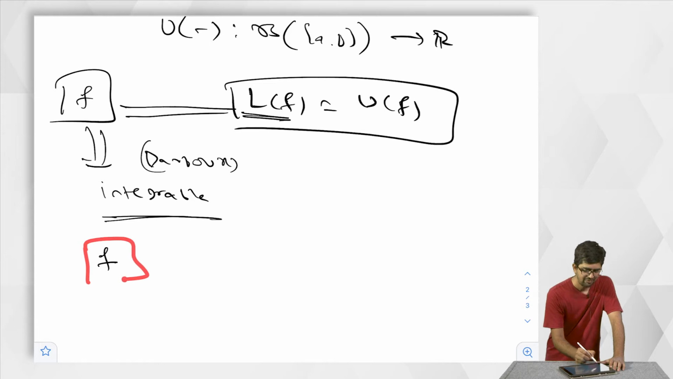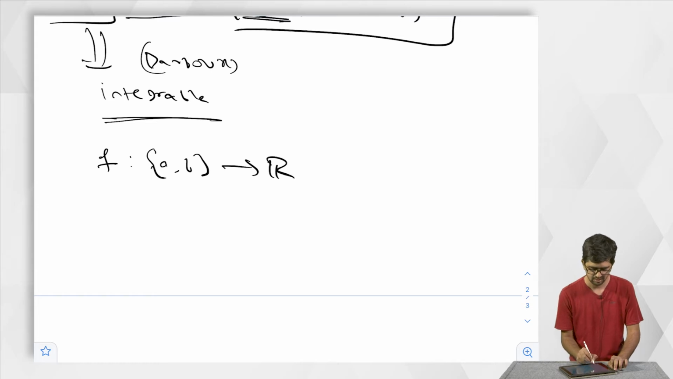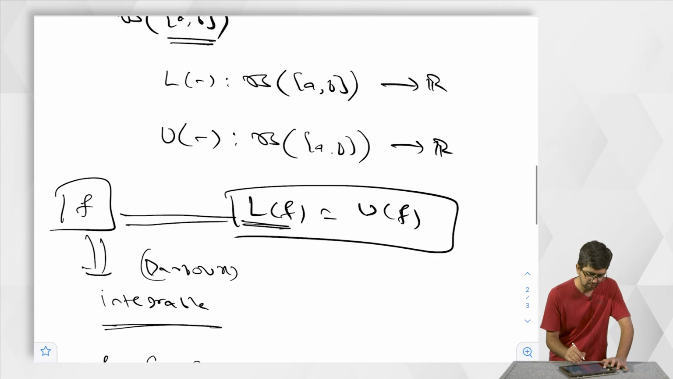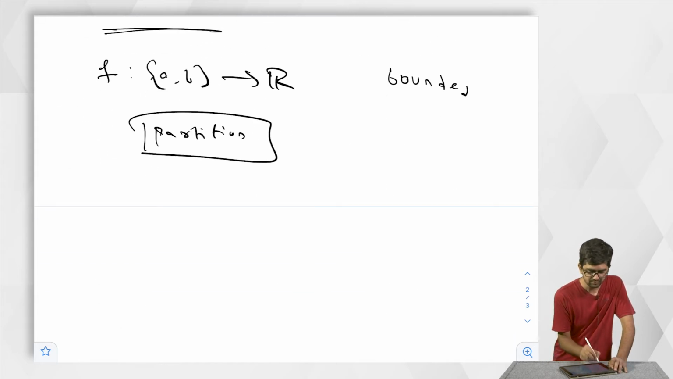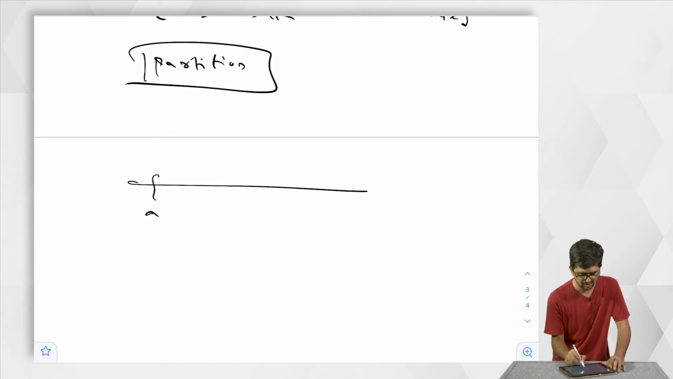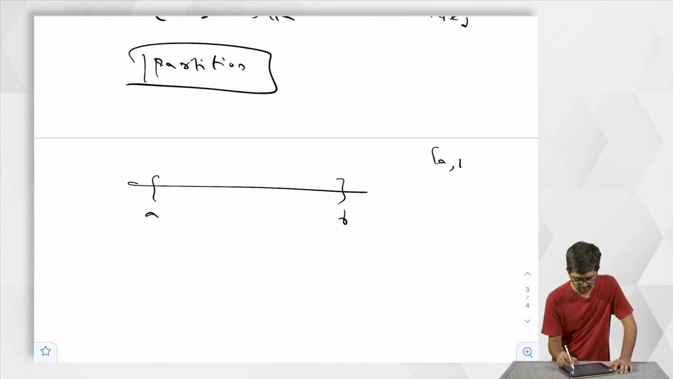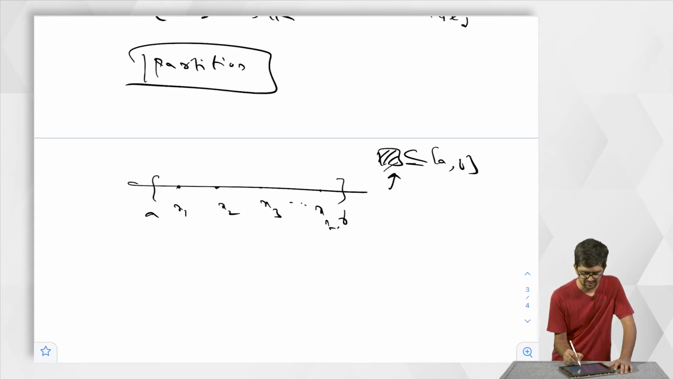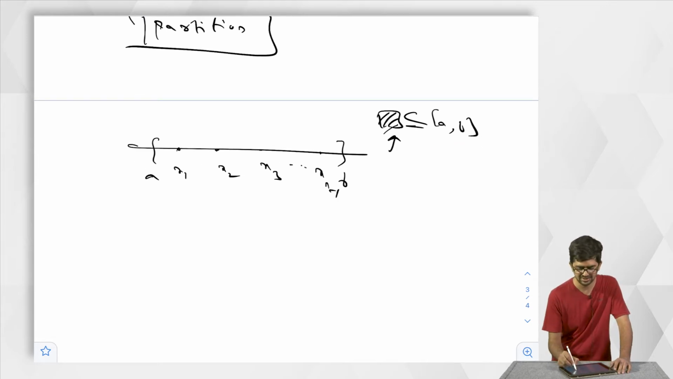To proceed in this way, we need the notion of what is called a partition. Starting with a bounded function from [a, b] to R, to talk about these two maps we need the notion of a partition. So what is a partition? Take this interval [a, b]. A partition is, first of all, a subset of [a, b], and this is finite, say x_1, x_2, x_3, ..., x_{n-1}. So a partition on [a, b] is a finite subset of this interval [a, b].